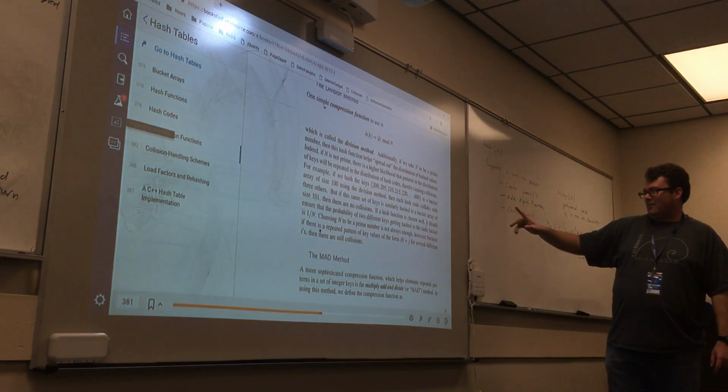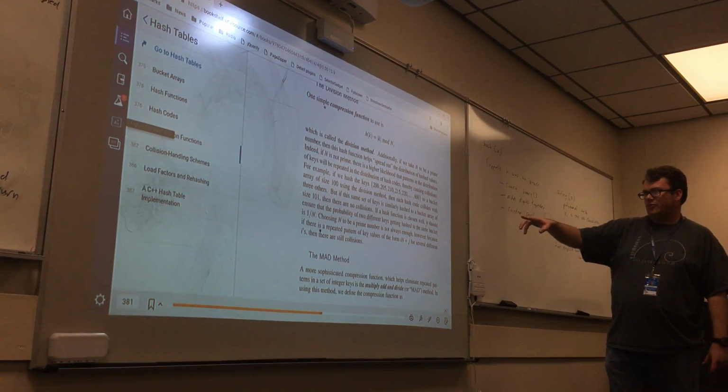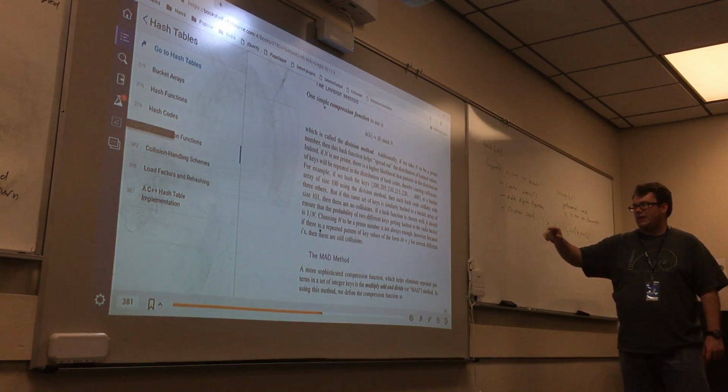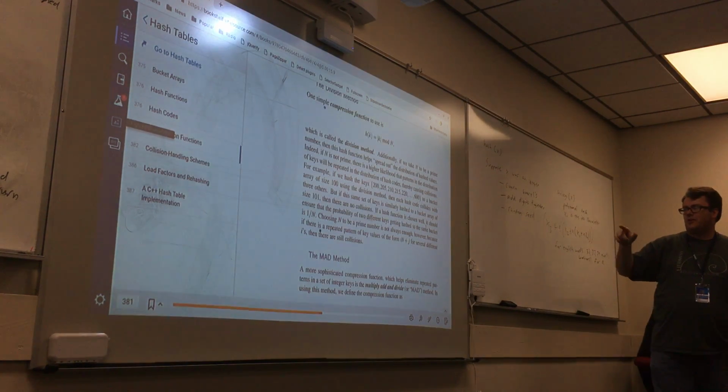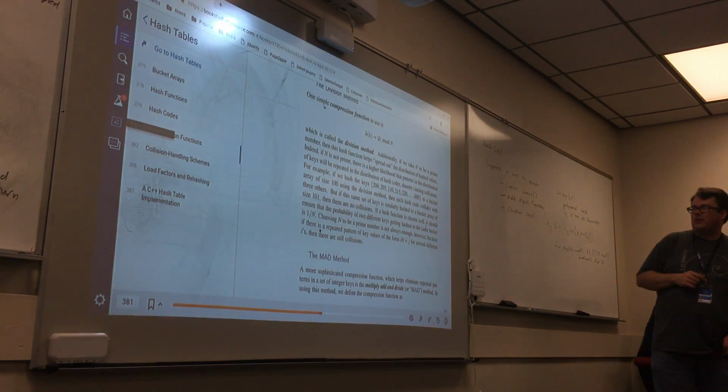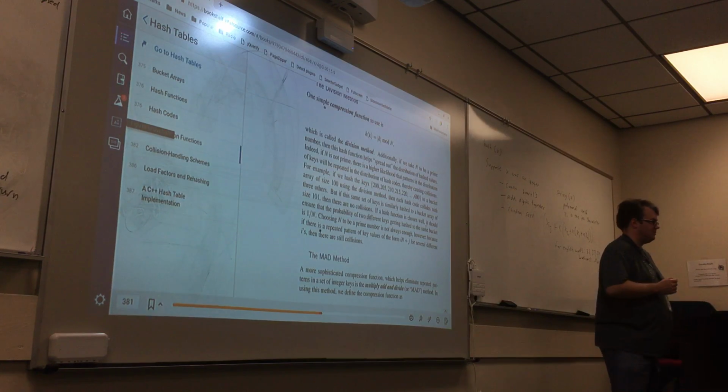Now, if they say down here, if a hash function is chosen well, it should ensure that the probability of two different keys getting hashed to the same bucket is 1 over n. Choosing n to be a prime number is not always enough, however, because if these are a repeated pattern of key values of the form i times n plus j for several different i's, then there are still collisions. In other words, this thing is susceptible to collisions.